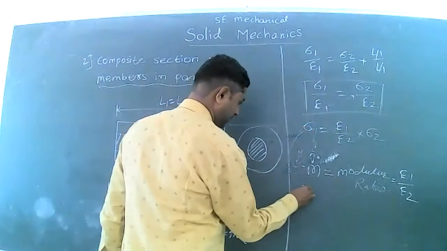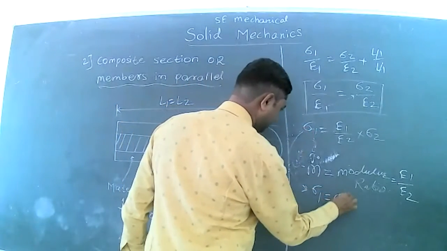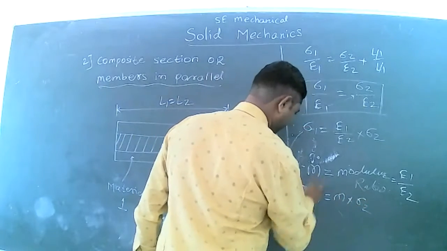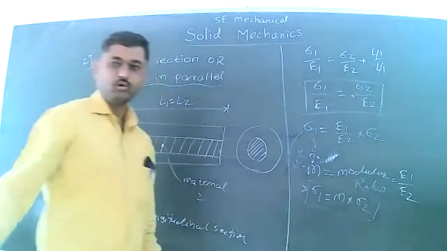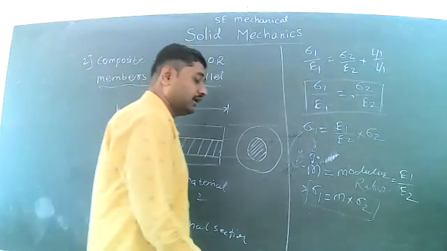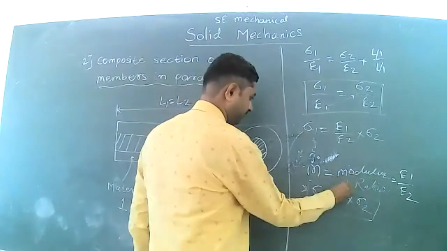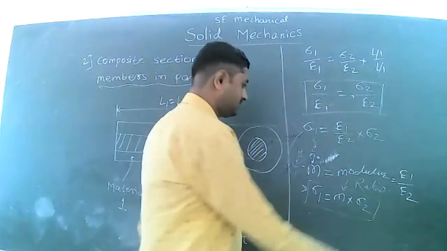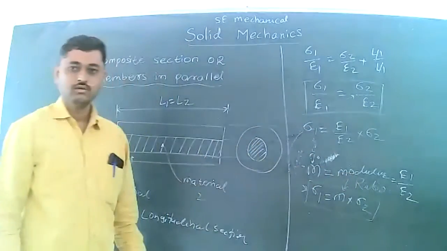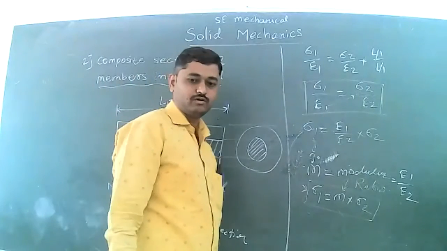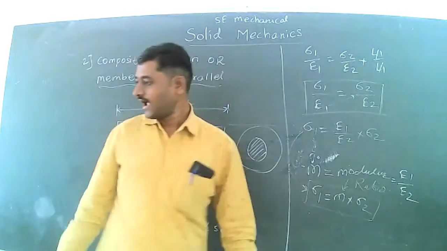Finally the equation becomes sigma 1 is equal to m into sigma 2, where m is the modular ratio, a constant, and it is the ratio of modulus of elasticity of the materials.